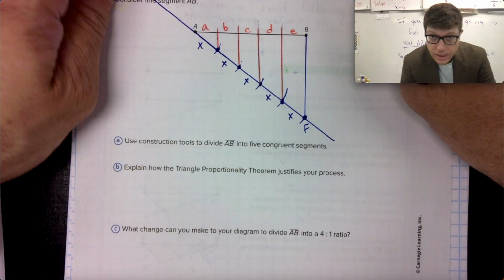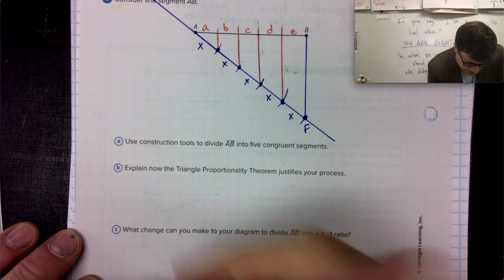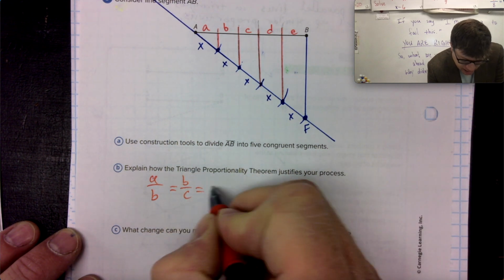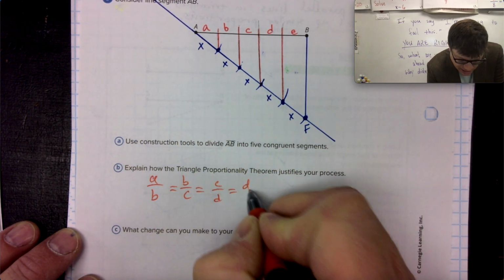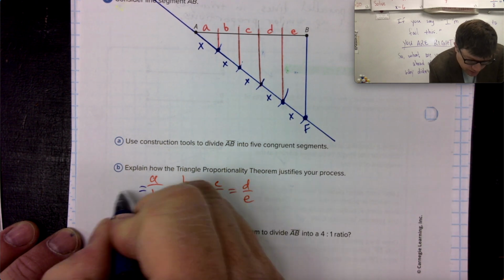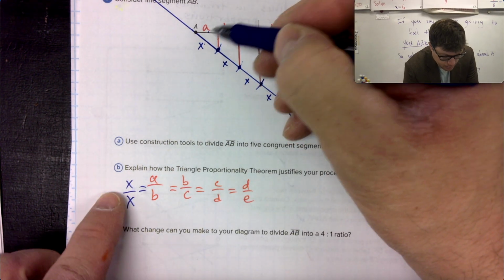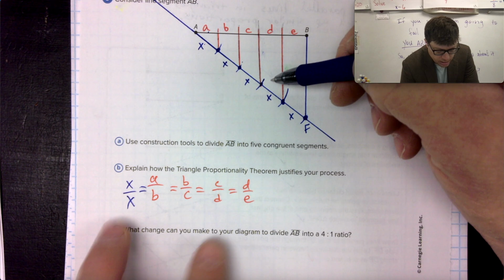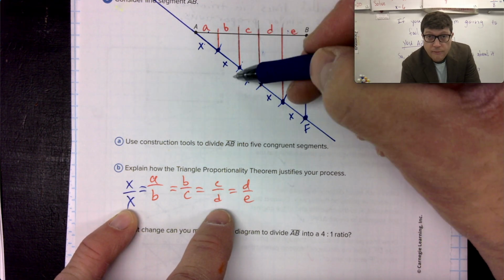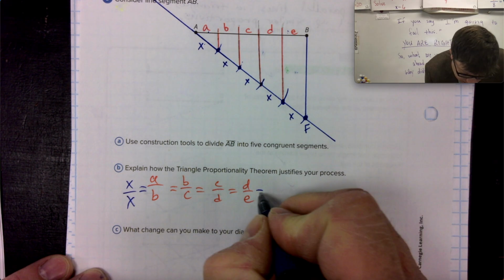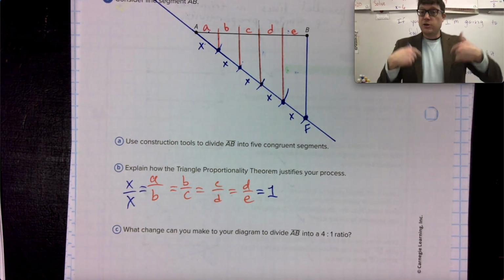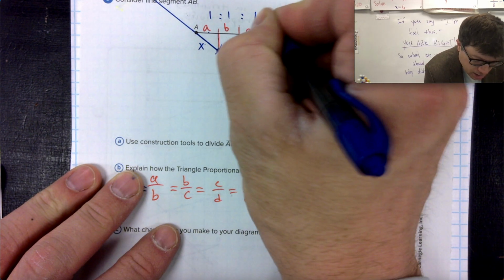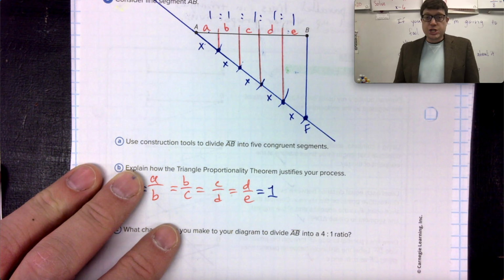It would say then that A over B is going to equal B over C is going to equal C over D is going to equal D over E, because they all equal their respective A to X, B to X, C to X, D to X, and then last of all, E to X. And the bottoms of those fractions are the same. In fact, the result of all of those is 1, because if the line was cut correctly, all of these are in a 1 to 1 to 1 to 1 to 1 ratio.